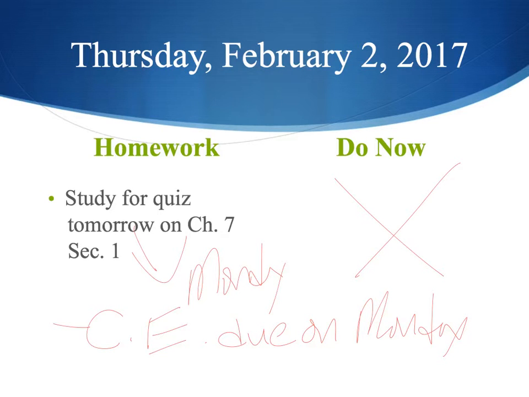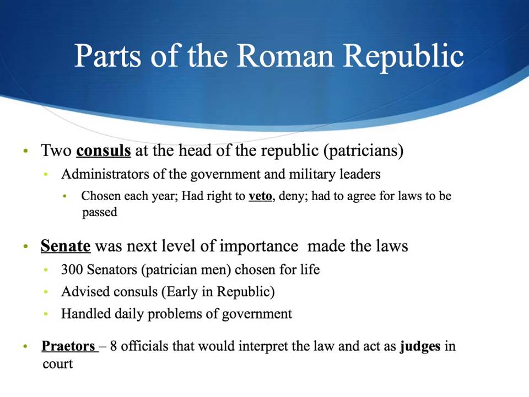And I would like to get started with our notes. So if you can take out your iPad, open up your notes, and we're going to pick up where we left off yesterday. We're going to start off today talking about the parts of the Roman Republic. Yesterday, I mentioned that the Roman Republic was a tripartite government, meaning it was a 3-part government.